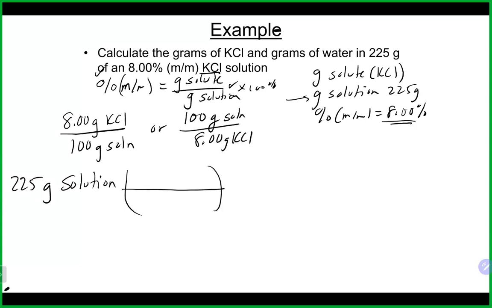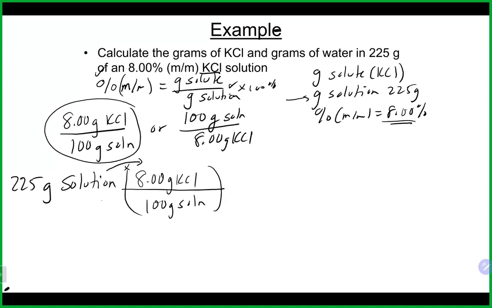Grams are on top of solution, which means I would need the grams on the bottom there to cancel. 100 grams of solution. Because I'm doing dimensional analysis, I know the math part of it is multiplying the top and dividing the bottom. So I don't have to worry about rearranging the equation wrong or anything like that. 225 times 8 divided by 100, not 10. That's going to give me 18 grams of KCl in this case.